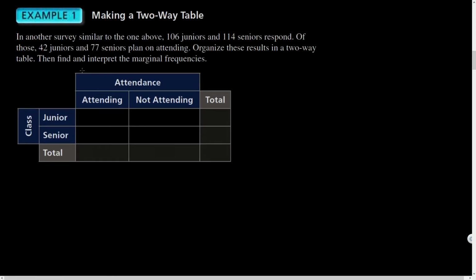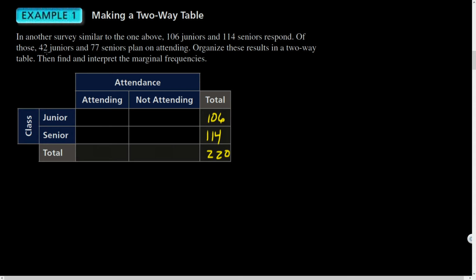Okay. All right. In another survey similar to the one above, 106 juniors and 114 seniors respond. Okay, so where could I put 106? Well, that includes juniors who were both attending and not attending. And so that would be the total number of juniors. 114 seniors respond. And so the total number of seniors is here. It looks like I could possibly add those together right now, which I'm getting 220. So I already know the total number of students that were asked.